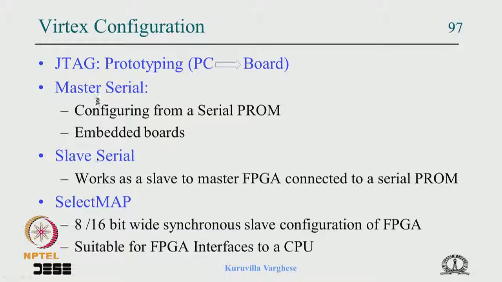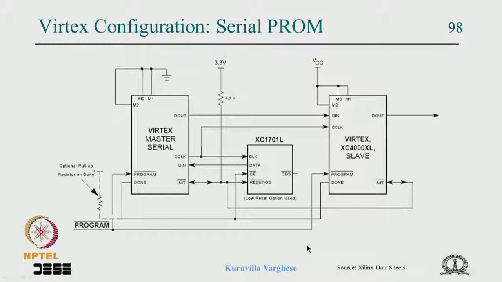Normally this works in conjunction with the master serial for chained programming of the FPGA. SelectMAP is a byte-wide programming mode, 8 or 16 bit. Usually when there is a microprocessor, the FPGA can be programmed through a parallel bus, and the configuration bit stream can be stored in the memories of the processor, wherever it is located, maybe in a flash on the board, along with the firmware, and at startup the CPU can program the FPGA.